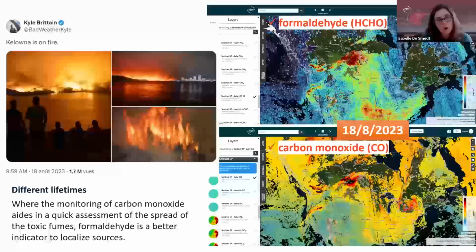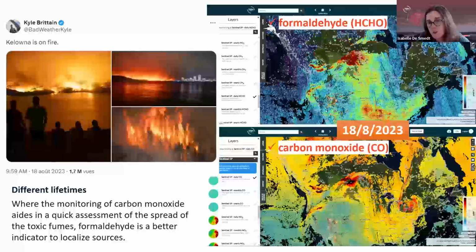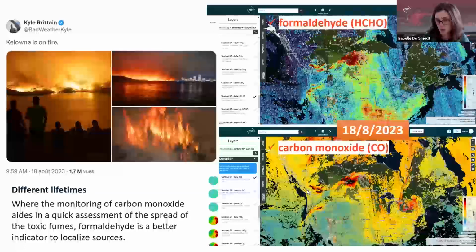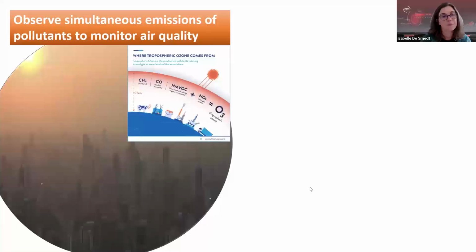So CO is more used to follow the plumes, while formaldehyde is generally used to detect localized sources. But in this case, the emissions were so strong that we could also follow the plume of formaldehyde, as well as CO, quite a long distance from the sources.